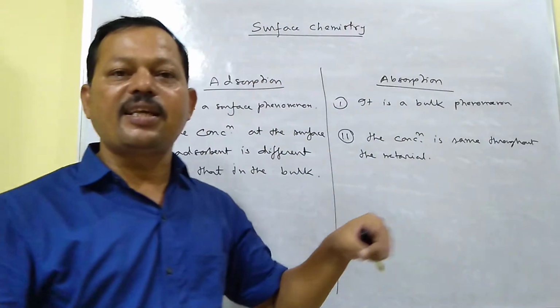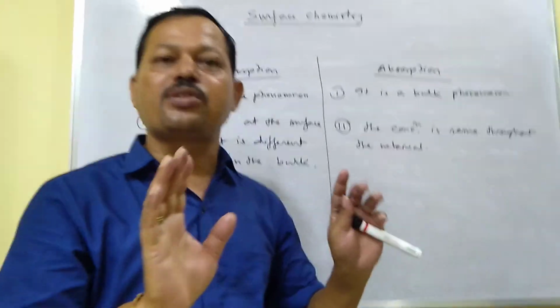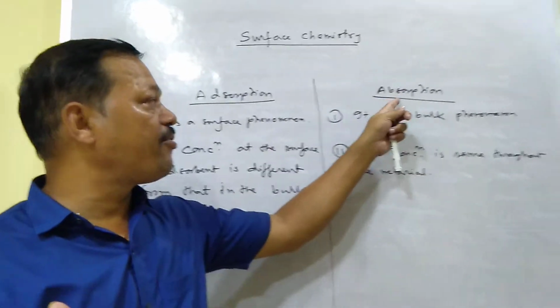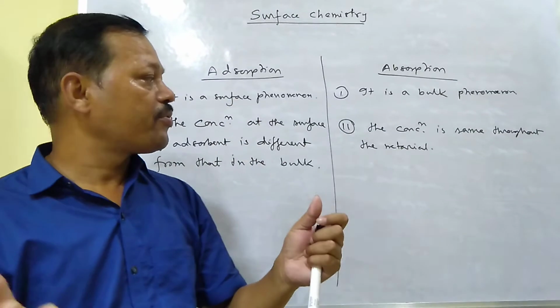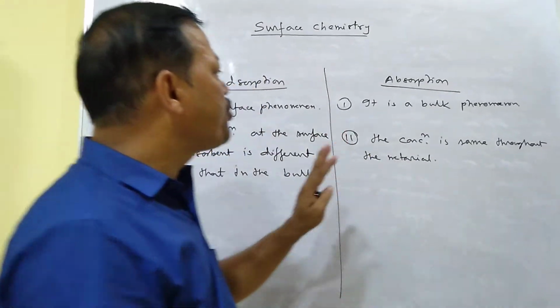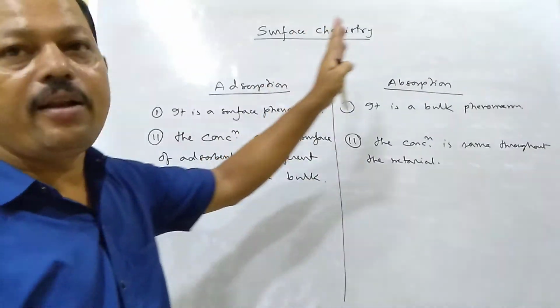But in absorption, since the molecules enter inside the substance also, the rate of the phenomenon remains the same throughout the process. So these are the main points of difference between adsorption and absorption.